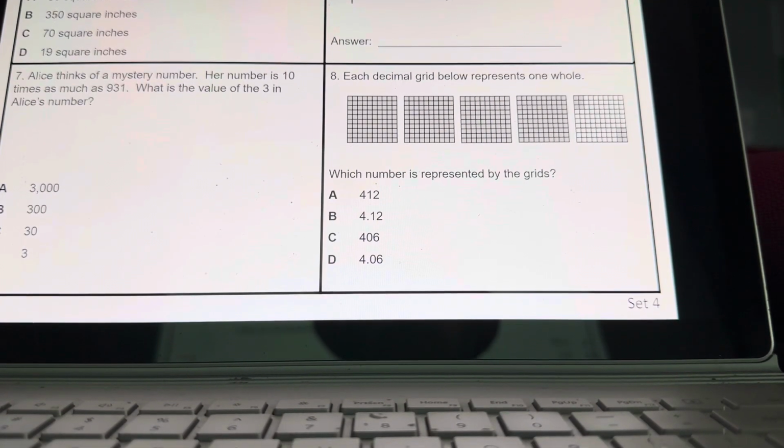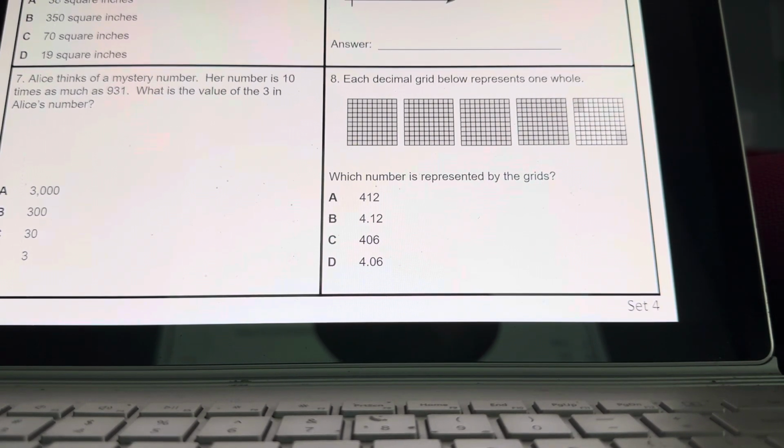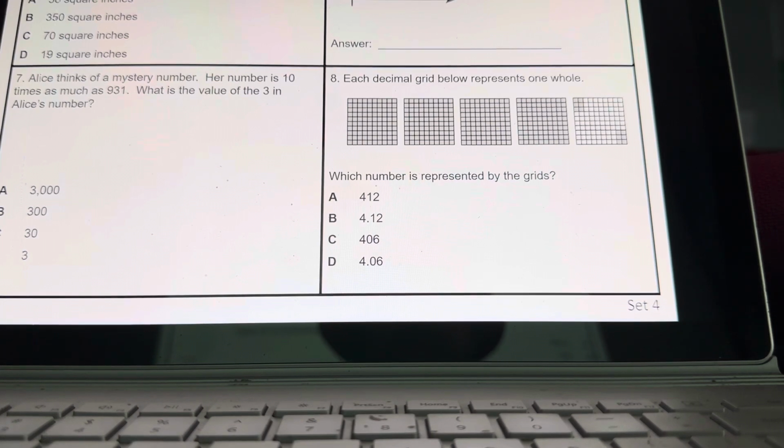Ladies and gentlemen, boys and girls, children of all ages, we're going to look at problem number 8 for this week's Spiral Review. Problem 8 reads, each decimal grid below represents one whole. What number is represented by the grids?